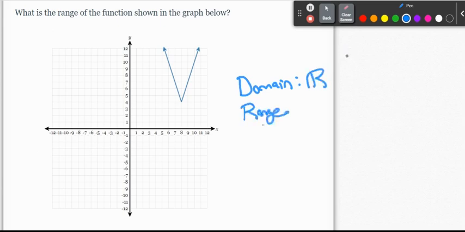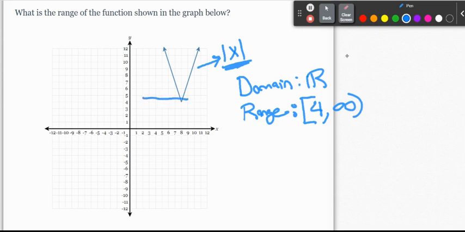The range, and always is for these absolute value, this is an absolute value of x graph. Anytime, well, it's shifted. That's not actually what the equation is. But anyway, the range, the lowest is 4, bracket, comma, infinity. So it's the lowest y value to the highest y value. You can see the lowest value is 4, and it goes up to infinity.